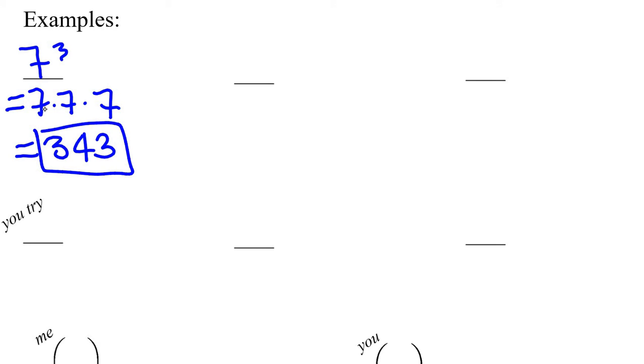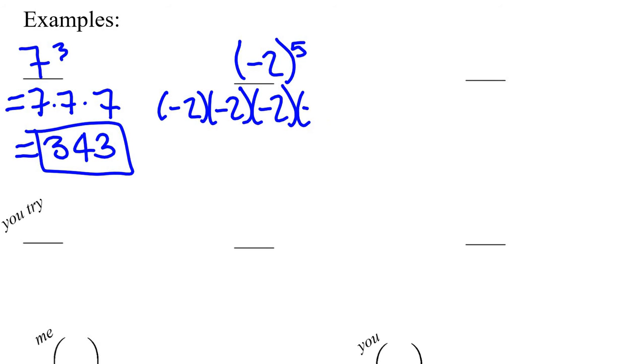Next in class, we went over some examples. So for example, 7 cubed. We expanded it first, so 7 times 7 times 7. We have 3 factors of 7. And when we calculated that, we got 343. Then we did -2 to the 5th power, which is -2 times -2 times negative 2, 5 times, and that ended up being equal to negative 32.